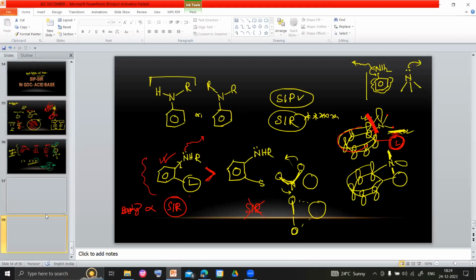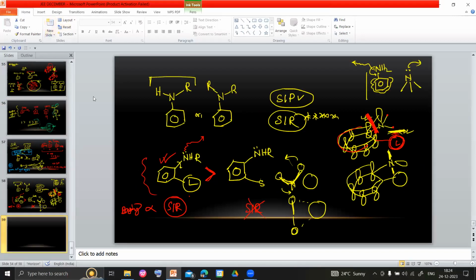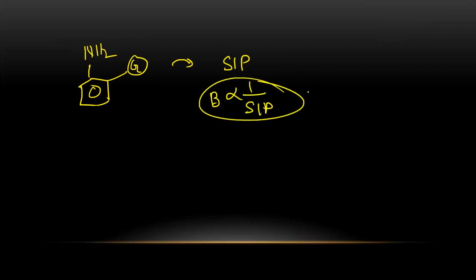Let me add another page. Okay, so we are getting two different pieces of information. If it is a normal primary amine, NH2, and there are different groups, then we will have steric inhibition of protonation, and basicity is proportional to 1 by steric inhibition of protonation, for a 1 degree aromatic amine. This is a 1 degree amine and aromatic amine.